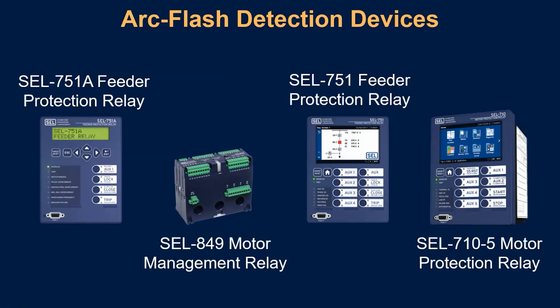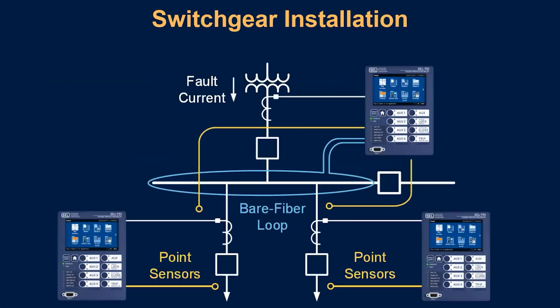So what the whole system looks like together, if this is my piece of switchgear, I've got a main relay here on my incomer, and I might run the bare fiber loop the length of the bus compartment, like I mentioned earlier. On independent channels, I might put a point sensor into each feeder cubicle so I know which cubicle it came from.